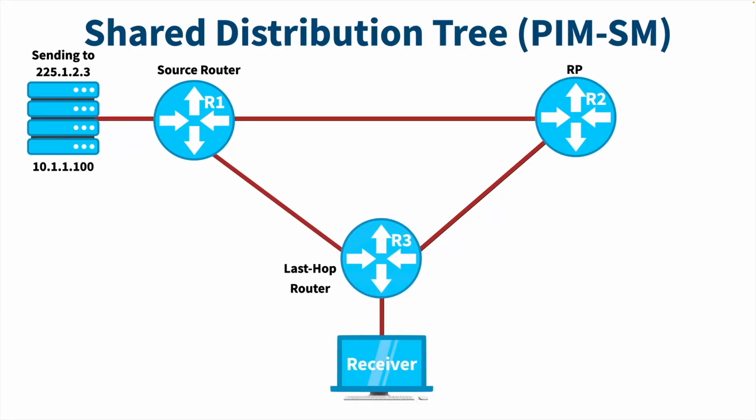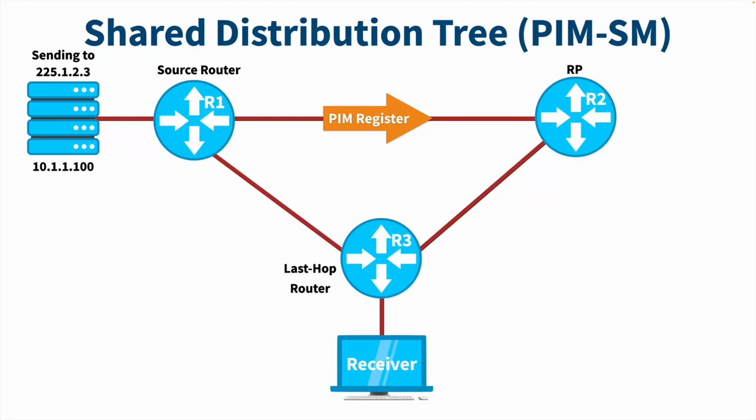Let's say that we have a multicast sender that begins sending traffic. Here we have a sender of 10.1.1.100, and it's going to send traffic into its next hop router, the source router, R1. When R1 gets that new multicast stream, it knows that R2 is the RP, so it sends a PIM register message to R2 saying, hey, if you ever get anybody that wants to receive traffic for the multicast group of 225.1.2.3, you can send them to me.